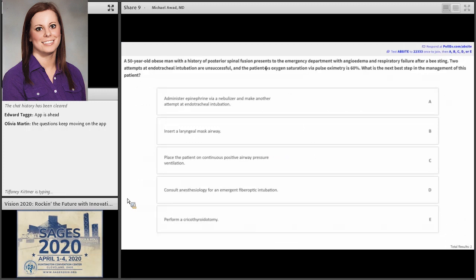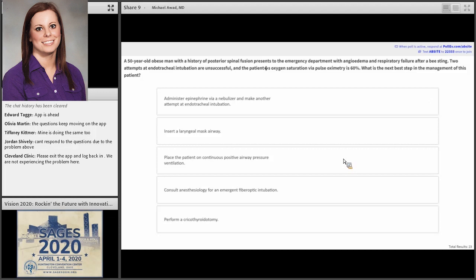Okay, next question. A 50-year-old obese man with a history of posterior spinal fusion presents to the emergency department with angioedema and respiratory failure after a bee sting. Two attempts of endotracheal intubation are unsuccessful and the patient's oxygen saturation via pulse oximetry is 60%. What is the next best step in the management of this patient? A, administer epinephrine via a nebulizer and make another attempt at endotracheal intubation. B, insert an LMA. C, place the patient on continuous positive airway pressure ventilation. D, consult anesthesiology for an emergent fiber optic intubation. Or E, perform a cricothyroidotomy.